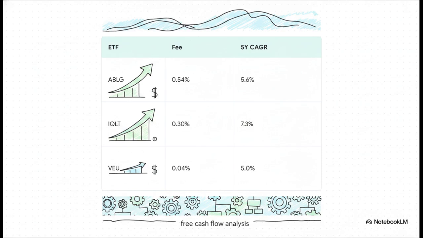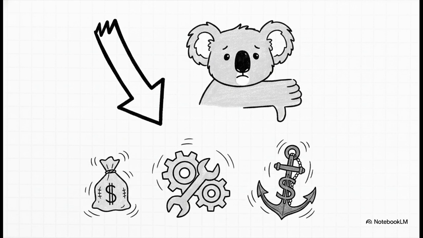However, ABLG actually trailed the iShares Quality Factor ETF, IQLT. IQLT delivered a 7.3% return while charging a much lower fee of just 0.30%. And based on this comparative data, Koala Gains assigns ABLG a competitive rating of underperform. Their analysis essentially points out that while the underlying free cash flow theory is totally sound, the real-world retail vehicle faces some pretty stiff hurdles.